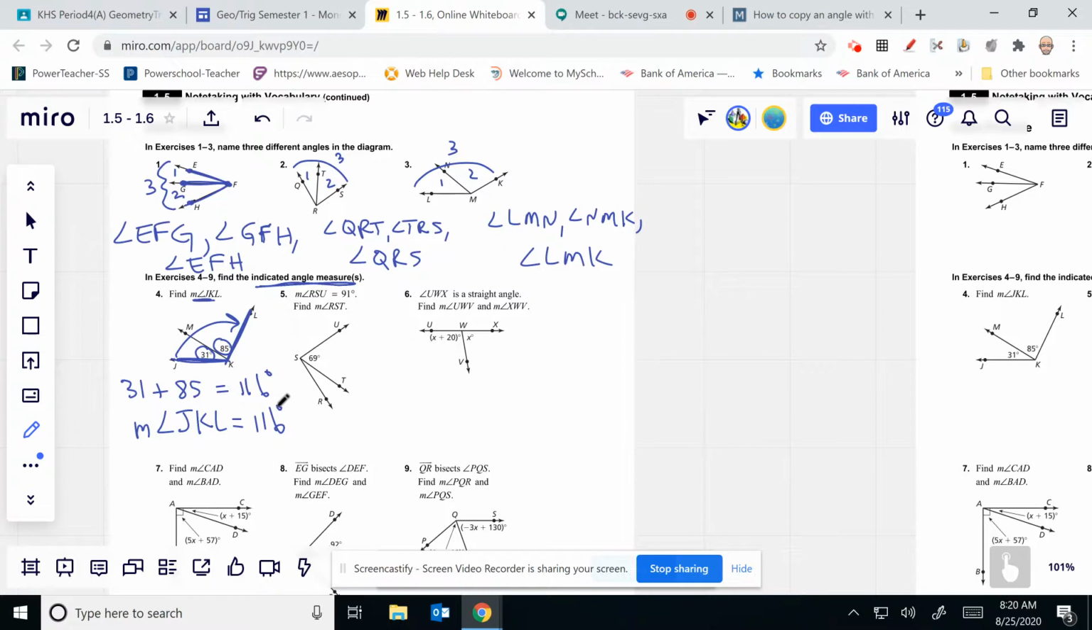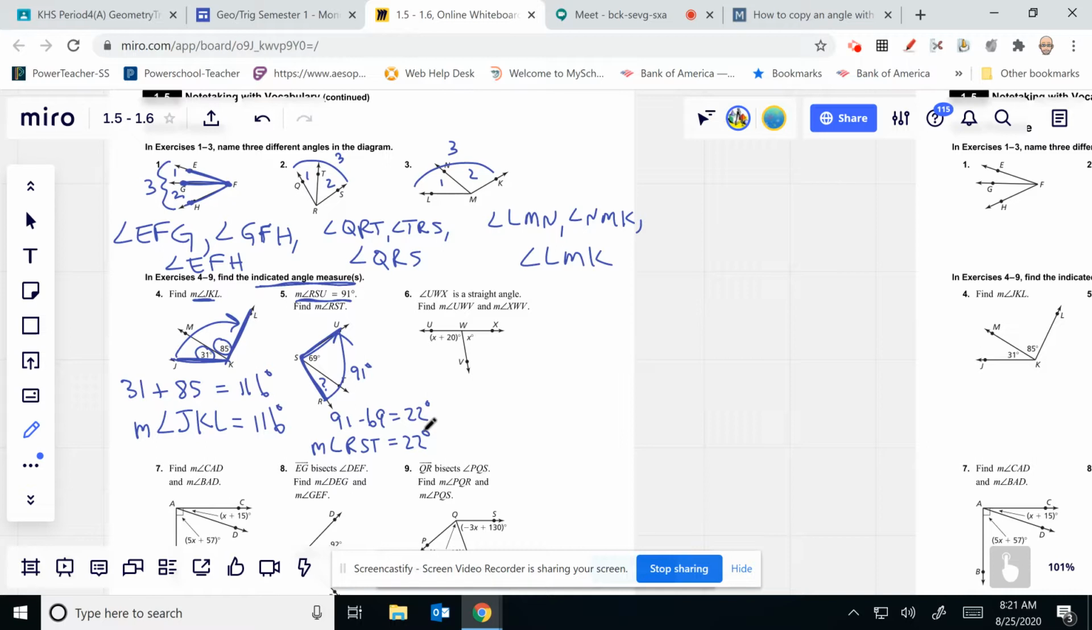Number 5, the clue is right here in the problem. Measure of angle RSU, which is the whole angle. This whole angle is 91 degrees. The bigger of the two inside is 69, so they want us to find the smaller one inside, this question mark right in here. So we're just going to subtract 91 minus 69, we're going to get 22 degrees. So the measure of angle RST equals 22 degrees. Because we had to take 91 and subtract the 69 to get the other piece. So that would be your second one.